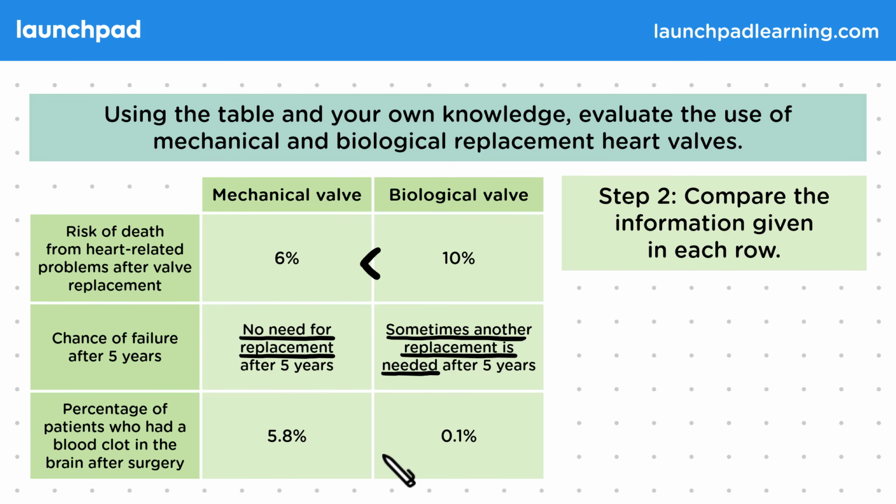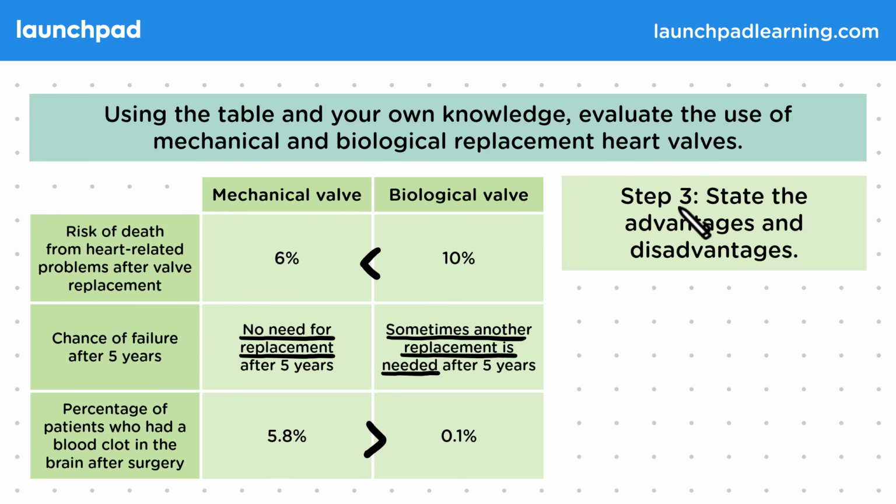Finally, in this bottom row, we can see that the percentage of patients who had a blood clot in the brain after surgery was greater for the mechanical valve compared to the biological valve. Step 3. State the advantages and disadvantages. This is where you get to weigh up the information that's been provided in the table.